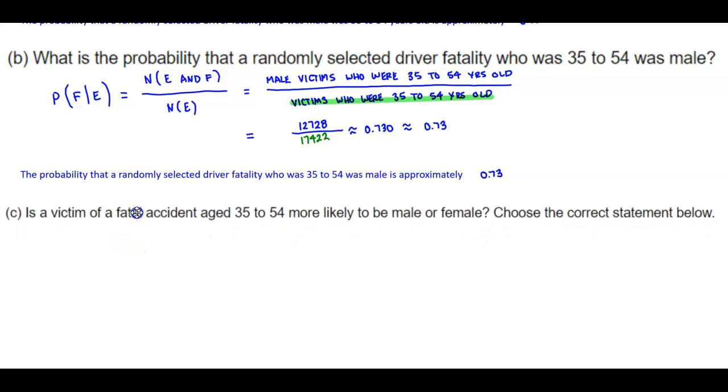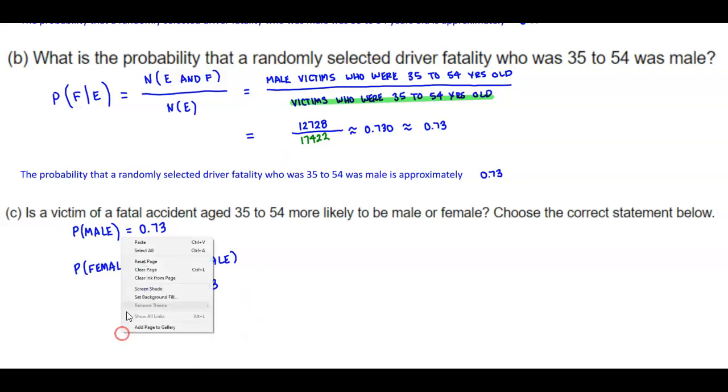Okay, last question says, is a victim of a fatal accident aged 35 to 54 more likely to be male or female? And then choose the correct statement below. Well, first and foremost, we know the probability of it being male. That was in part B. So we know that the probability of male in our problem is 0.73. So if we wanted to find the probability of female, then we would find the complement. That would be 1 minus the probability of the male. Well, what would that equal? That would be 1 minus 0.73, which is equal to 0.27.